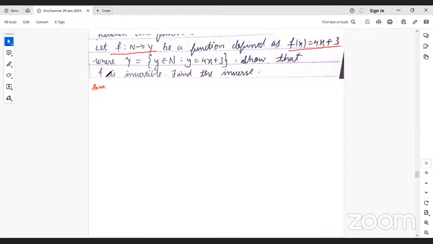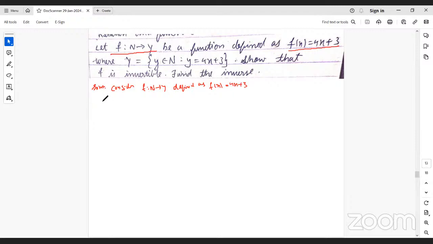To show f is invertible, we need to show that f is one-one and onto, and to find the inverse, we can do that directly. First we consider the function f from N to Y defined as f of x is equal to 4x plus 3.